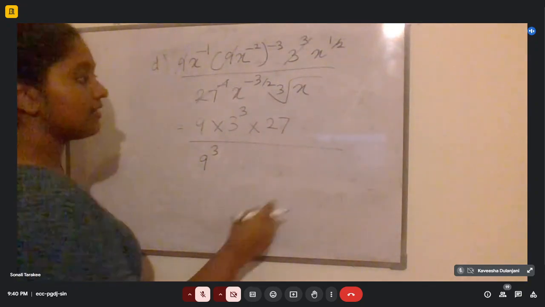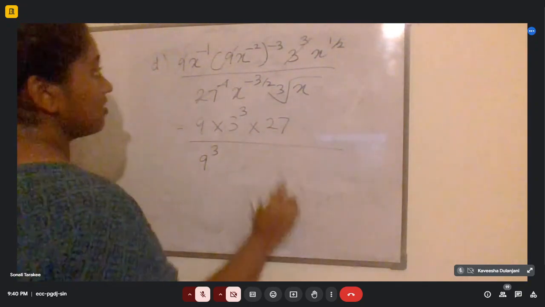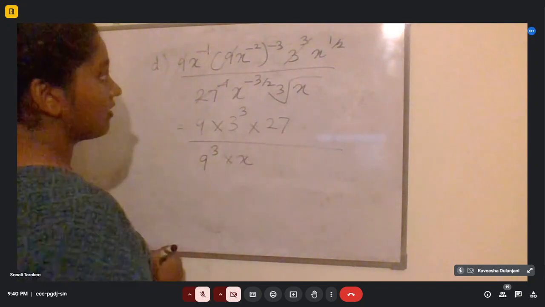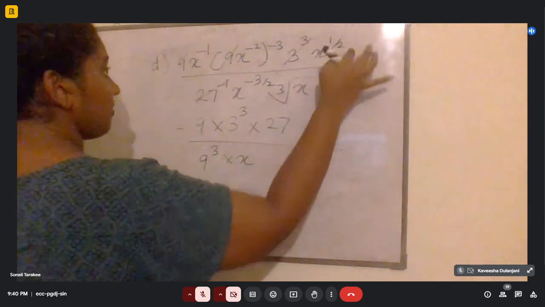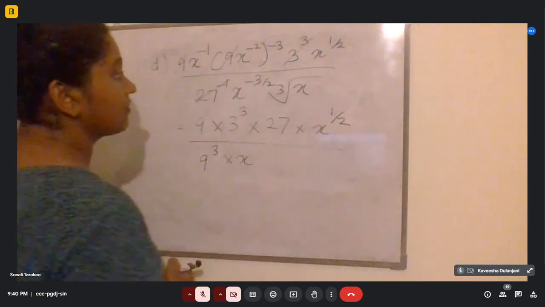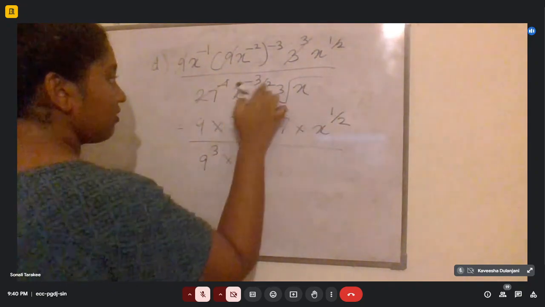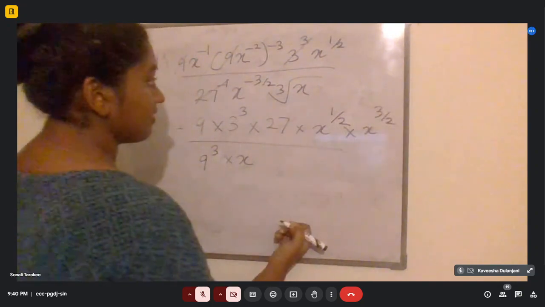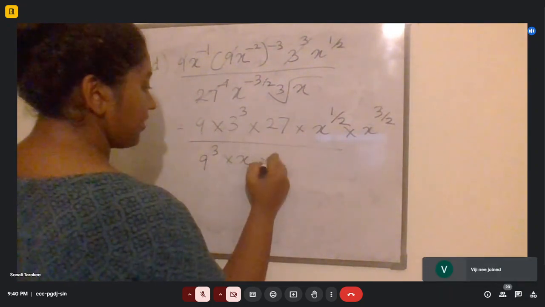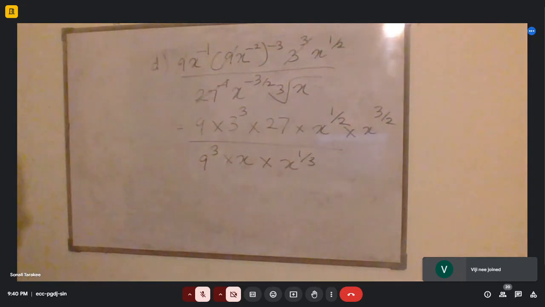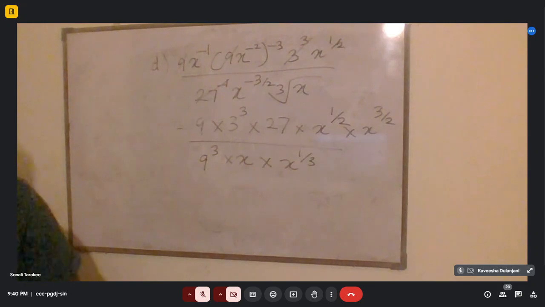Then you can write the variables. So x to the power minus 1, you can write x. X to the power half, you can write it here. X to the power minus 3 over 2, you can write it like x to the power 3 over 2 here. And here you can write x to the power 1 over 3. Now you can simplify.